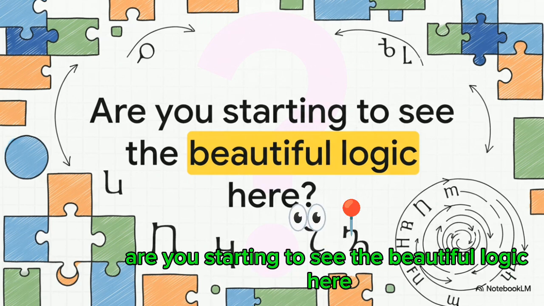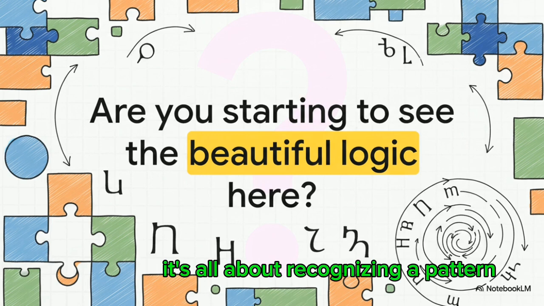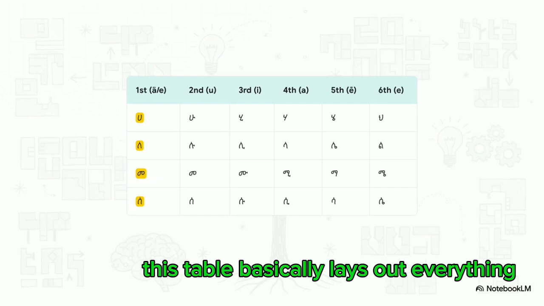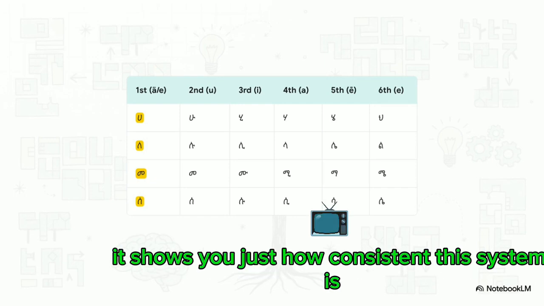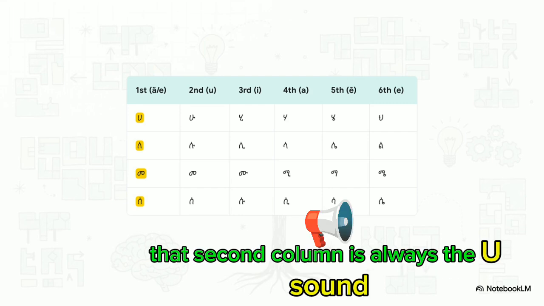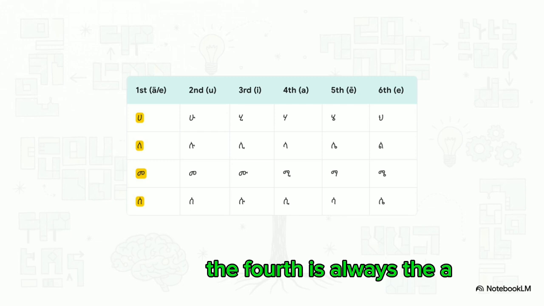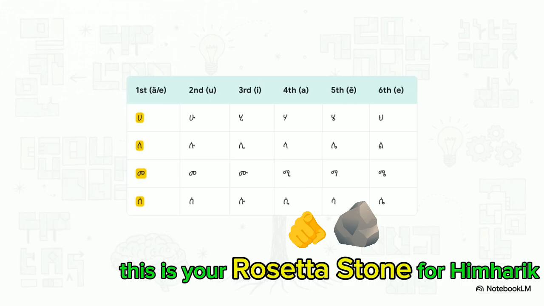Are you starting to see the beautiful logic here? This isn't about brute force memorization. It's all about recognizing a pattern. And once you see it, you really can't unsee it. This table basically lays out everything we've just learned. It shows you just how consistent this system is. Just look down any column. That second column is always the U sound. The third column is always the E. The fourth is always the A, and so on, all the way down. This chart right here, this is your Rosetta Stone for Amharic.